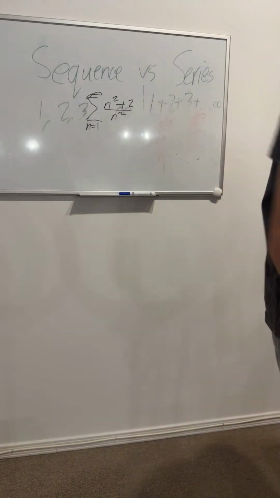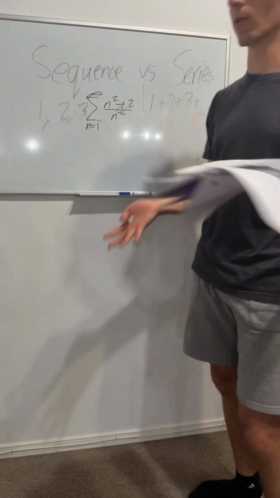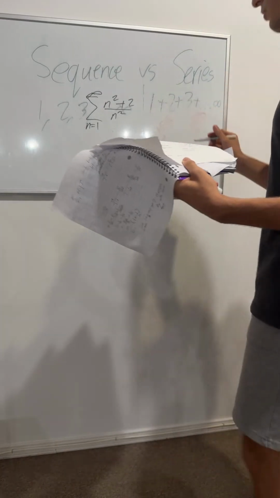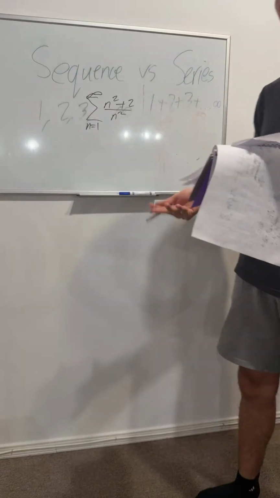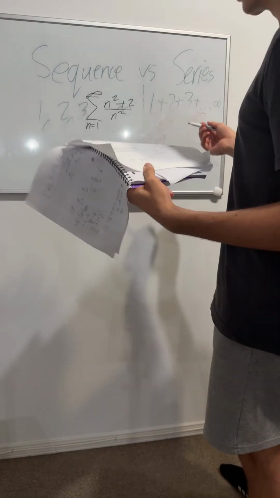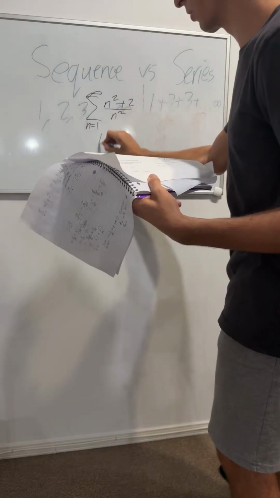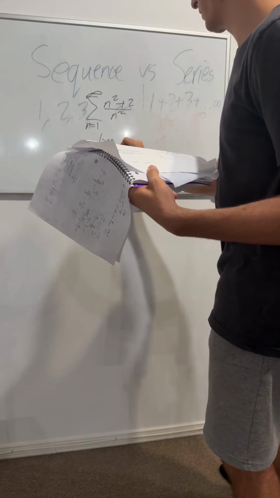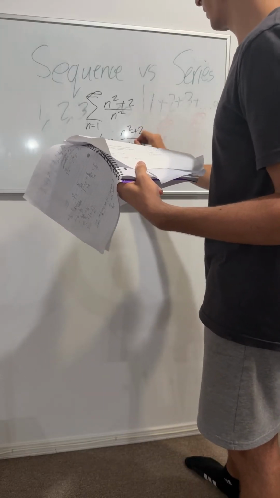Since we're not dealing with geometric, what are we dealing with? Well, if it's not geometric series, then it's the nth term test. Okay, so we determined that it's not geometric. Now let's commence the nth term test. So what does the nth term test say? Well, what you do basically is ignore the sigma. Limit as n approaches infinity of (n squared plus 2) over n squared.